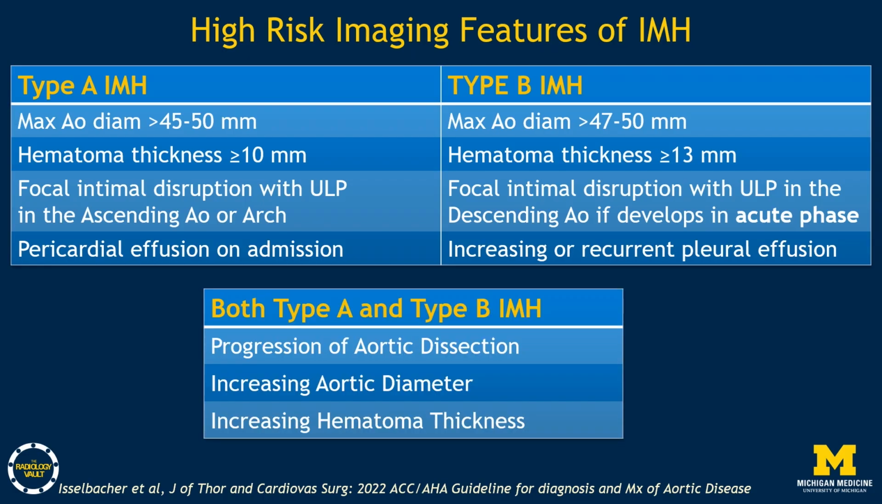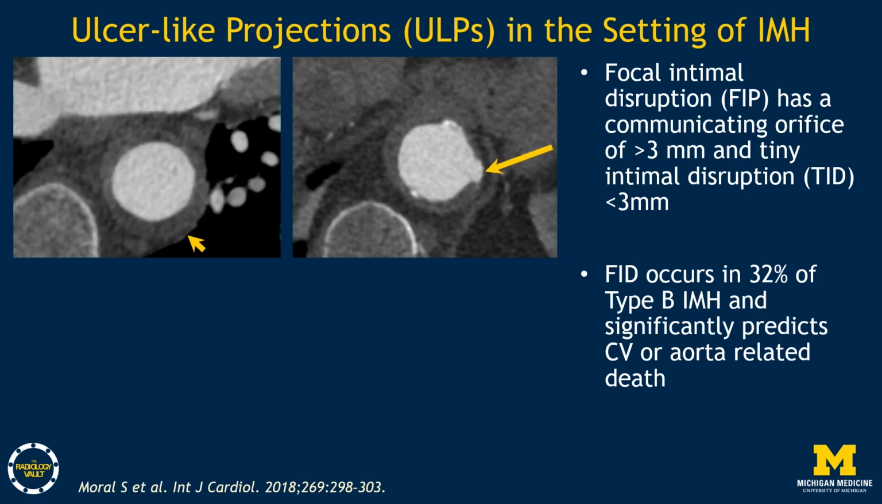Other high-risk features that occur in both type A and type B include progression of aortic dissection, increasing aortic diameter, and increasing hematoma thickness. In this patient, on presentation with an acute intramural hematoma, we have a small focal outpouching, which is an ulcer-like projection, which has a communicating orifice of greater than 3 millimeters. And this is a high-risk feature.